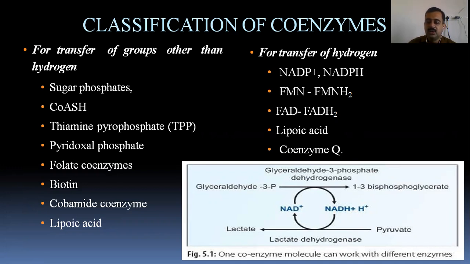One of the examples given here is glyceraldehyde 3-phosphate dehydrogenase. You can see here, glyceraldehyde 3-phosphate gets transformed into 1,3-bisphosphoglycerate with the help of hydrogen donation, NAD plus and NADH. Another example is the lactate dehydrogenase enzyme, which is dependent upon the transfer of hydrogen. So it goes from pyruvate to lactate with the help of lactate dehydrogenase, and in this reaction, NADH with the addition of H plus is converted, and NAD plus molecules are generated.